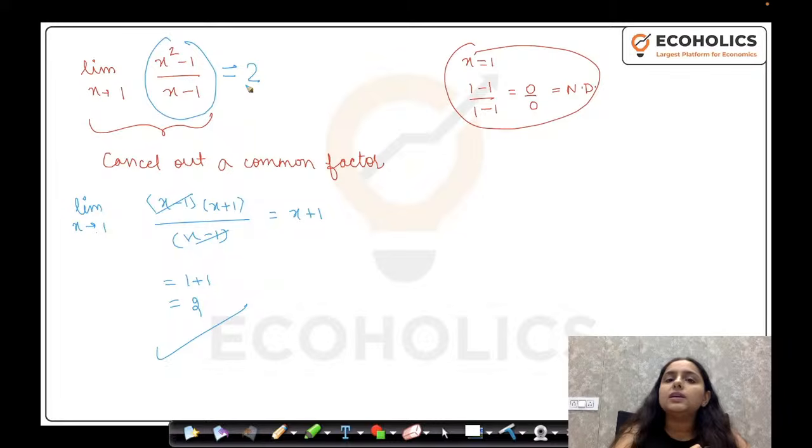So in this manner, many times when the function is not defined at a particular value, you have to take the limit and solve in this following manner. So there are numerous ways.